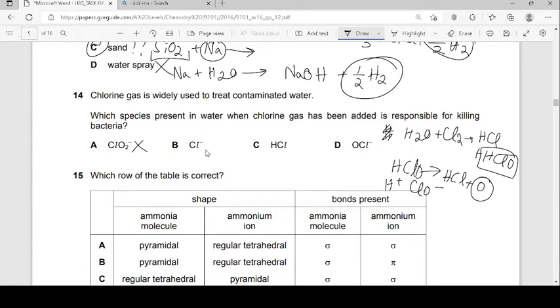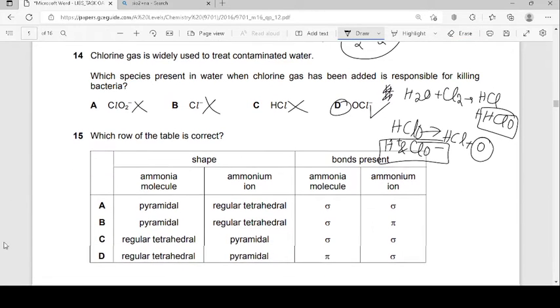So ClO− is wrong, Cl− is wrong, HCl is wrong, and OCl− is the right answer, as I showed here. H+ and ClO−, or you can rewrite it as H+ plus ClO−, whatever, but the fundamental thing I have shown here is H+ and ClO−. Alright, so the answer is D.